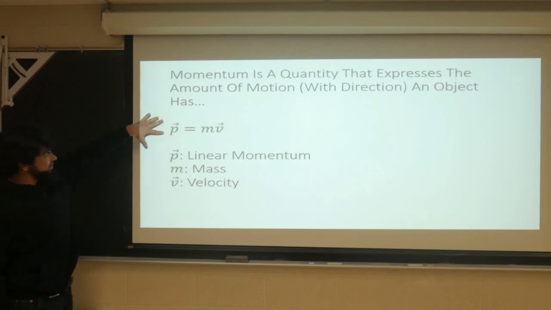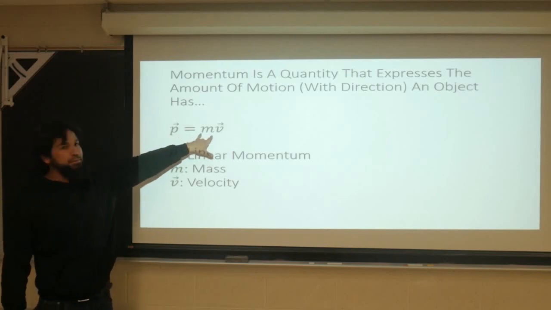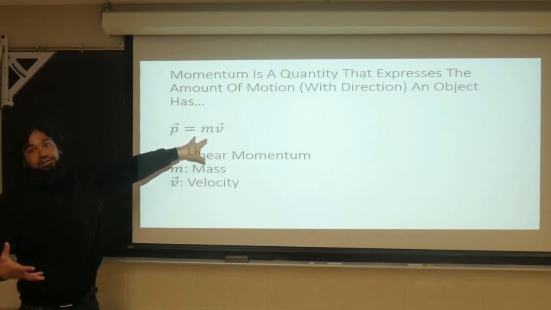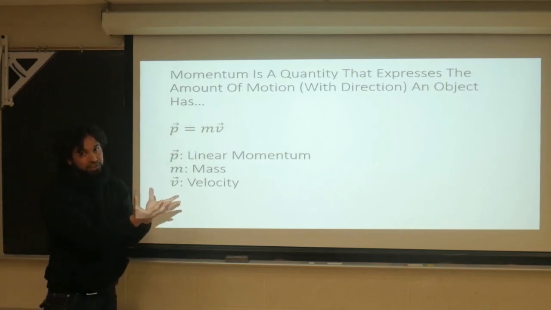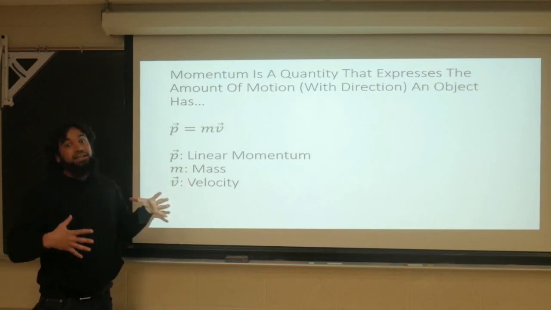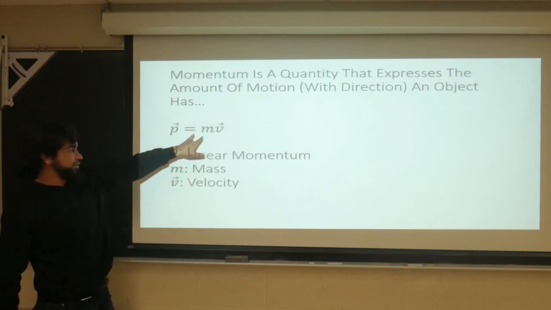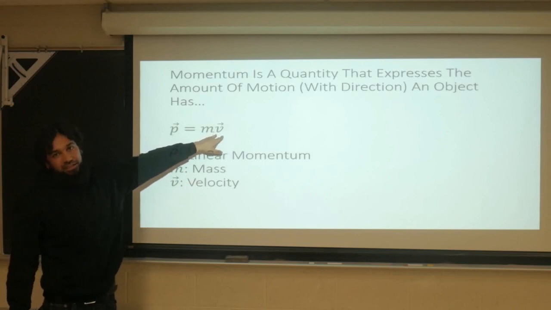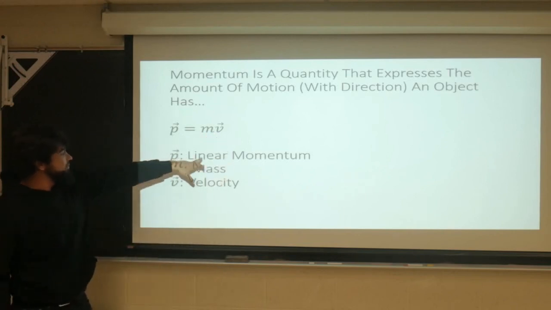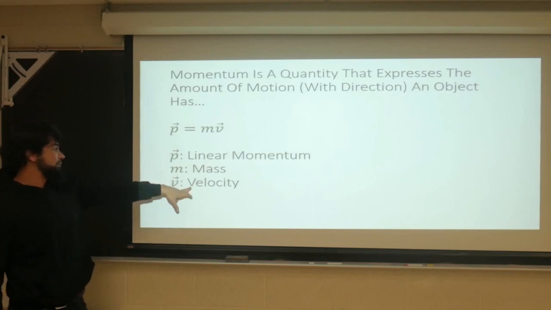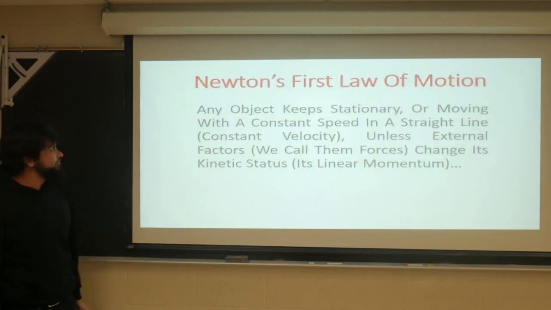Its definition is P, which is the momentum, is equal to mv. m is the mass of the system, which is how hard you can accelerate the object. If the mass is very high, it's harder to accelerate it. That's the meaning of the mass, multiplied by the velocity, and you know what the velocity is from previous labs. So P is linear momentum, m is the mass, and v is the velocity.